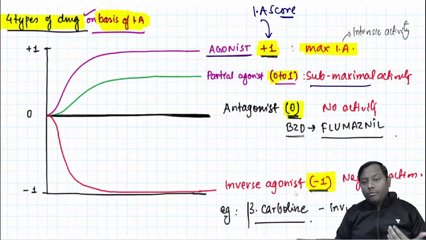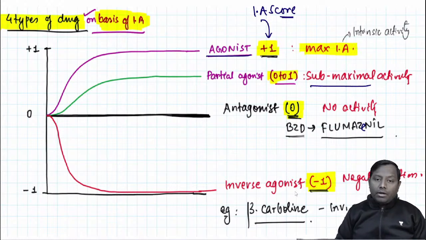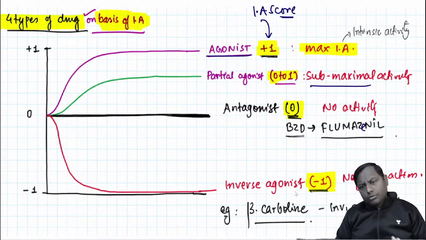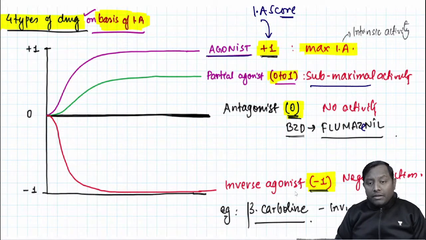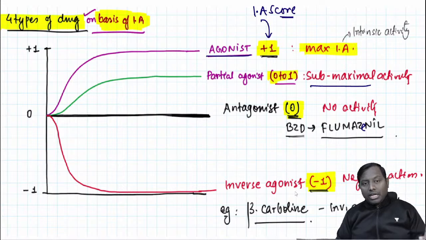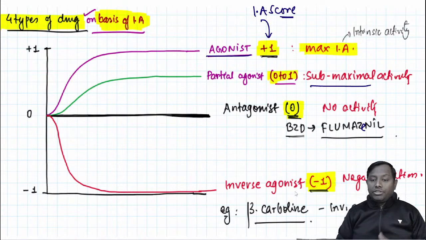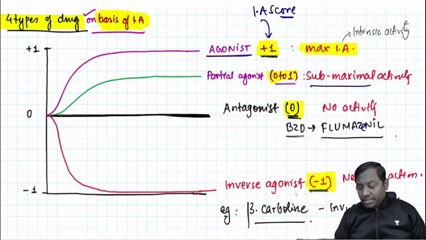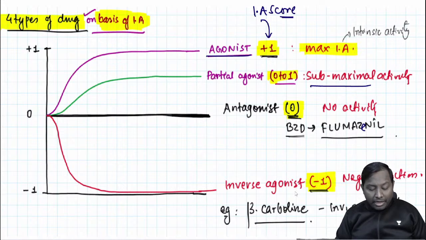A very good example is flumazenil, which is an antagonist or antidote for benzodiazepine. Then the inverse agonist acts via the negative, opposite action. So the drug after binding with the receptor will be producing the opposite action. A very good example is beta carboline. It's the inverse agonist for benzodiazepine. So they will have opposite action.